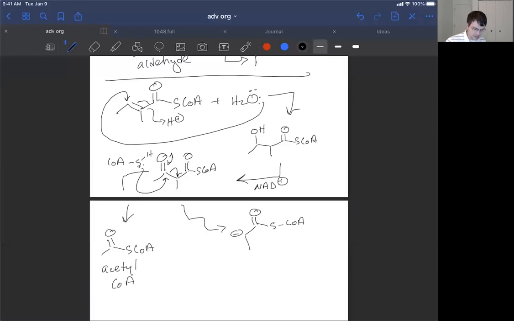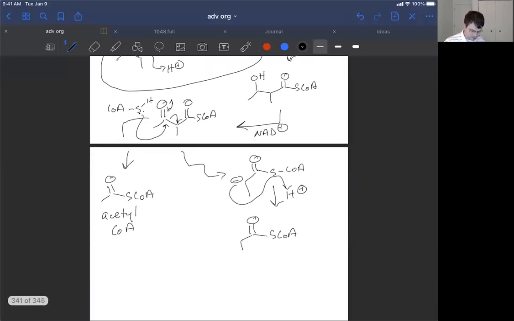I got to this intermediate and didn't take it forward. Okay, so we got to take this intermediate forward onto something, and I'm not going to show it here. I think we've already looked at this. But this intermediate is propionyl-CoA, and it readily forms succinyl-CoA. So I'm kind of cheating by not showing all of the steps.